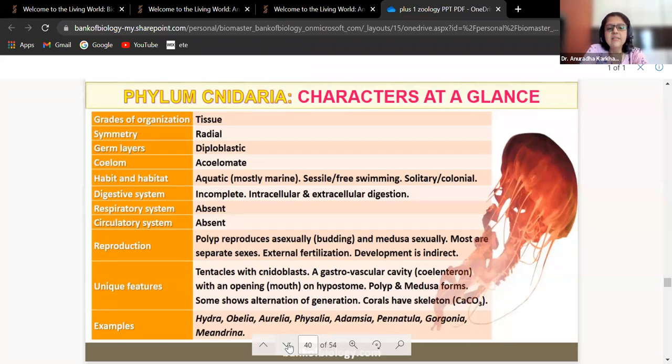Unique features: tentacles with neuroblast, gastrovascular cavity with an opening on hypostome, polyp and medusa forms. Some show alternation of generation. Corals have skeleton made up of calcium carbonate. Examples: hydra, obelia, aurelia, physalia, adamsia, penatula, gorgonia, meandrina. 1, 2, 3, 4, 5, 6, 7, 8.